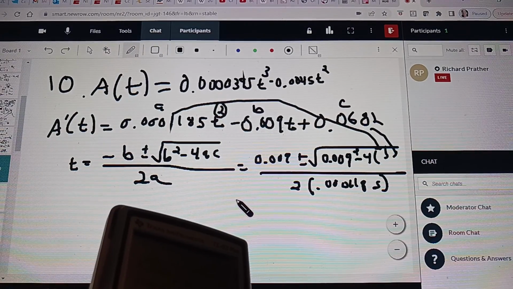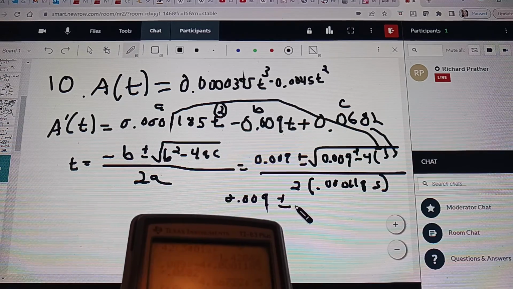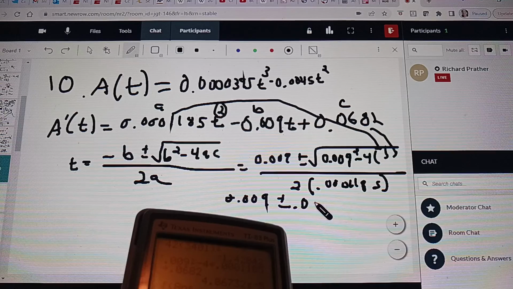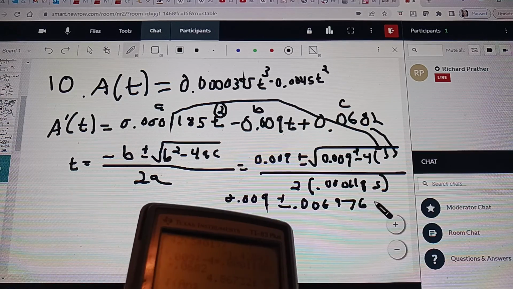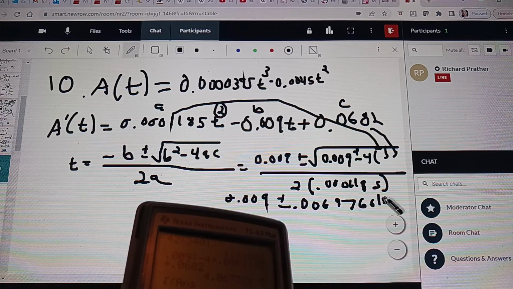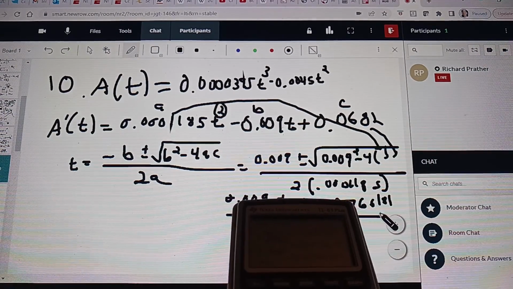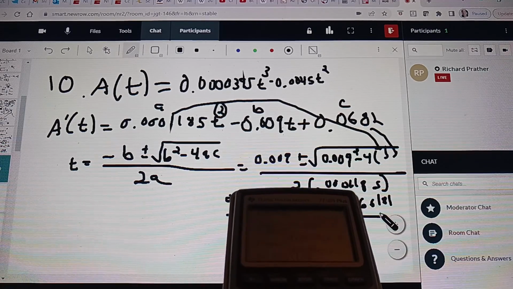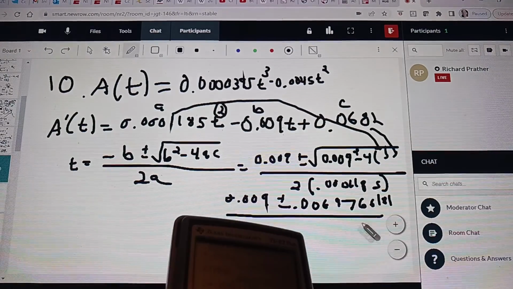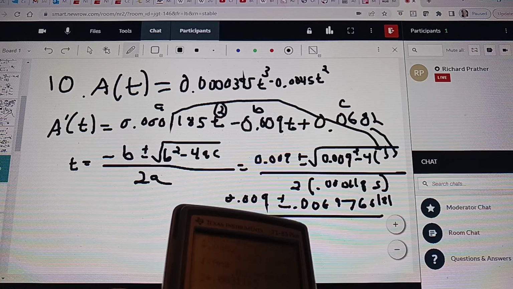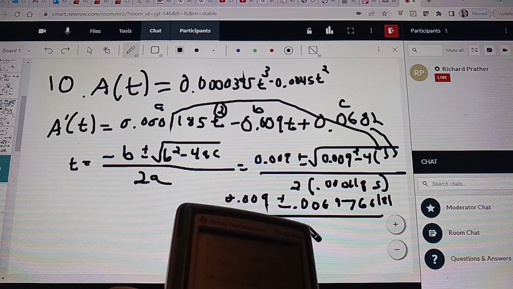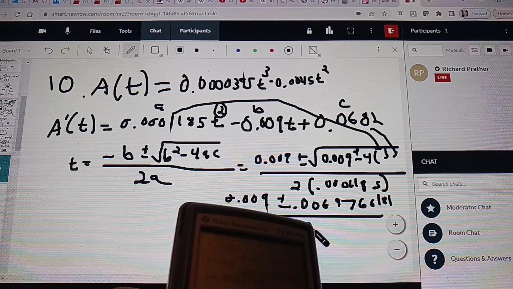Okay, so now I have 0.09 plus and minus 0.0069766181. And the denominator is 2 times 0.0001185, which it's putting in scientific notation, but that's 0.000237.